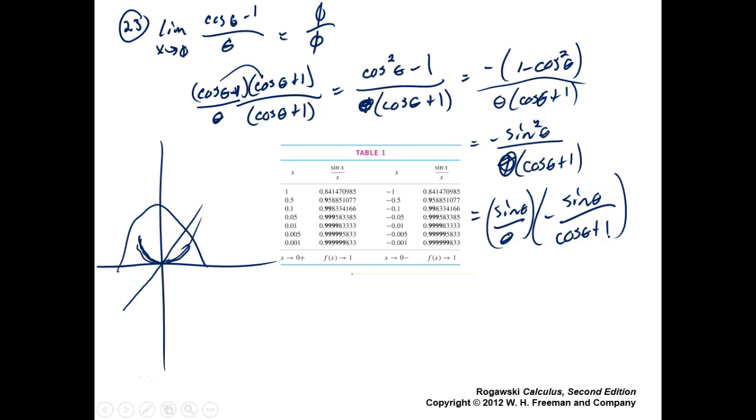Now, I don't think we've done that yet, but you can look this up and find out this is indeed equal to 1. As theta is approaching 0, that's going to 0. But as theta is approaching 0, this is going to 1. So the product is going to be 1 times 0. So that's how you can prove it.